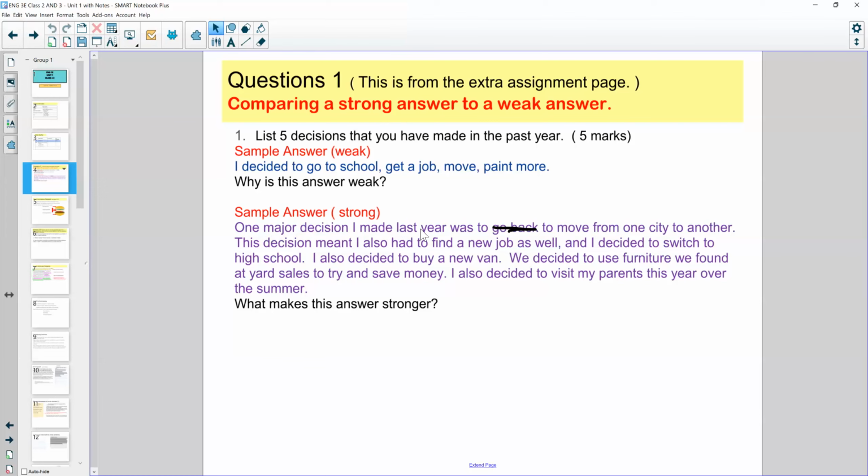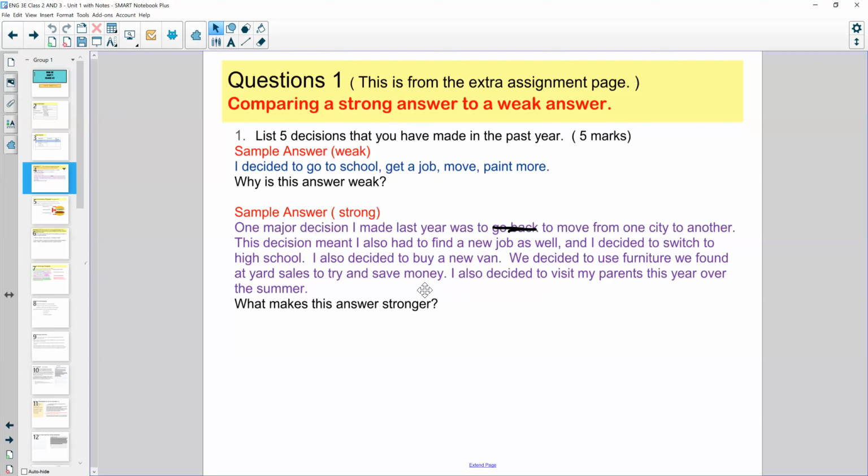One major decision I made last year was to move from one city to another. This decision meant I also had to find a new job as well, and I decided to switch to high school. I also decided to buy a new van. We decided to use furniture we found at yard sales to try and save money. I also decided to visit my parents this year over the summer. So I have 5 sentences. I have 5 decisions.